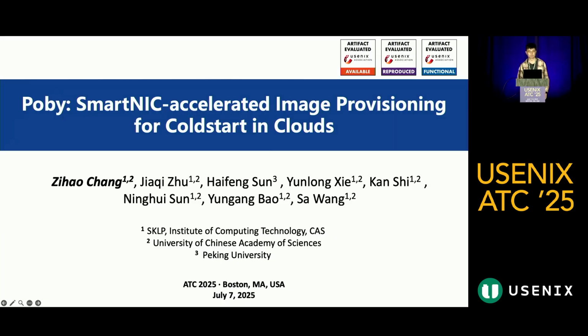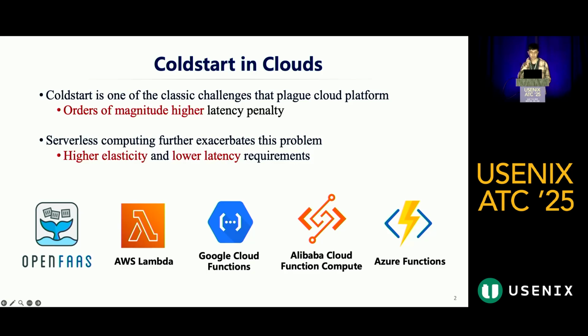Today I'm excited to present our work, Pocket: SmartNIC-accelerated image provisioning for cold start in cloud. The cold start problem has long been a fundamental challenge in cloud platforms, which often incurs latency that is orders of magnitude higher than the actual request execution time, significantly degrading user experience. Serverless computing further exacerbates the demand for ultra-low latency and elastic scaling, making cold start an even more pressing issue.